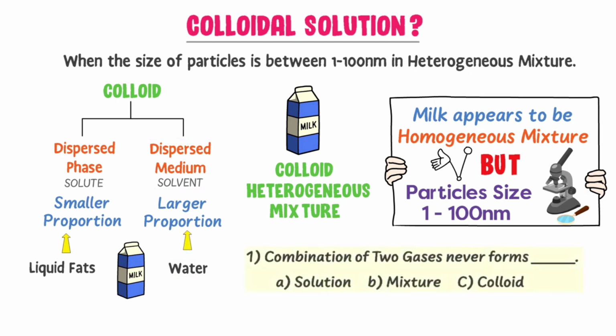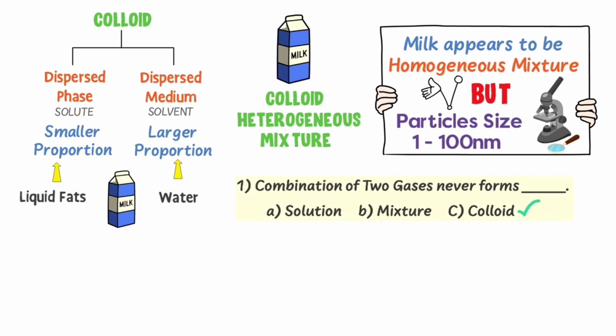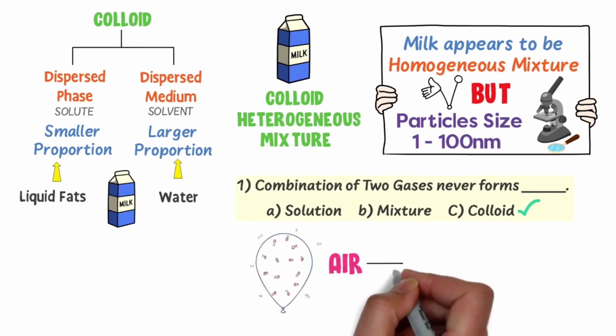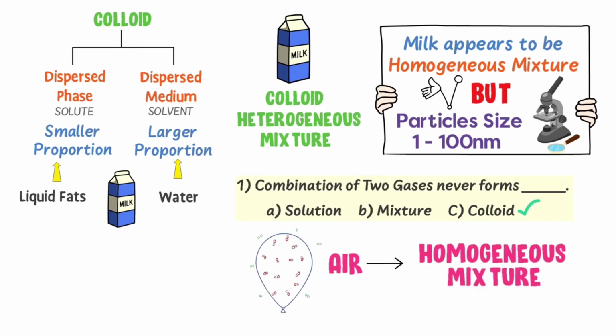The combination of two gases never forms solution, mixture and colloid. Well, the answer is colloid. For example, consider air. We know that air is a homogeneous mixture of different gases like nitrogen and oxygen. So a combination of gases never forms heterogeneous mixtures and never forms colloids.